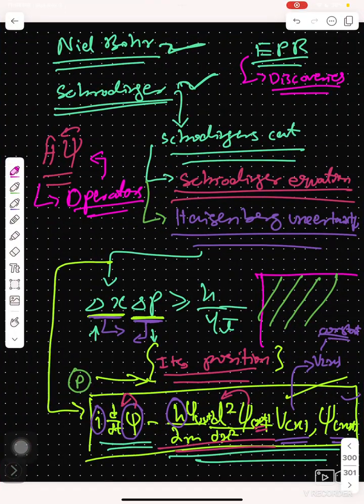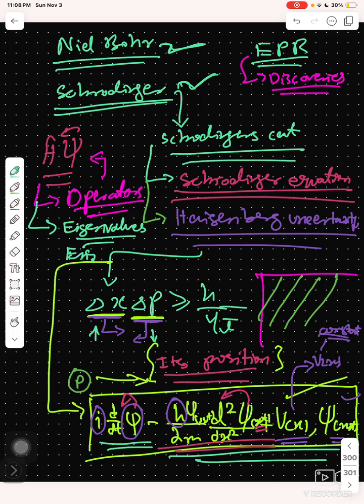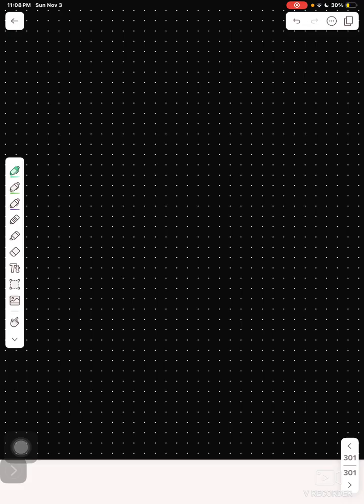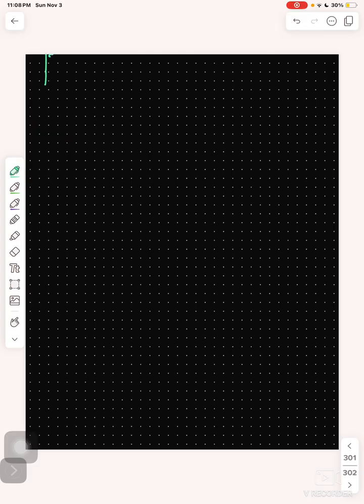Then we have operators, and then we have eigenvalues and eigenfunctions. Eigenfunctions are what give us the same function returned, and eigenvalues are the values. Then we can study a particle. I'm just giving an overview of some of the concepts in quantum mechanics now.